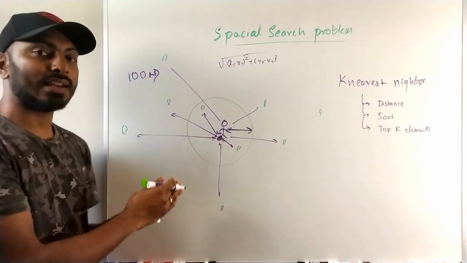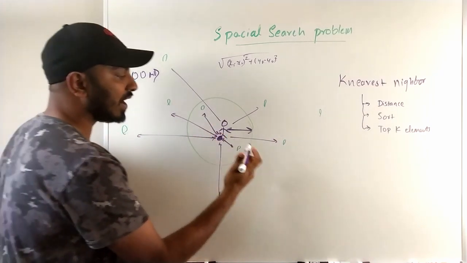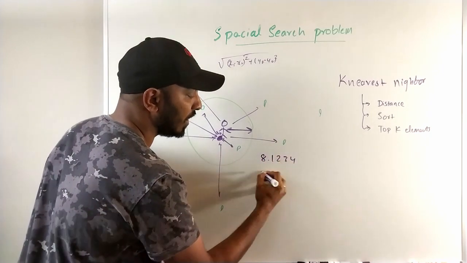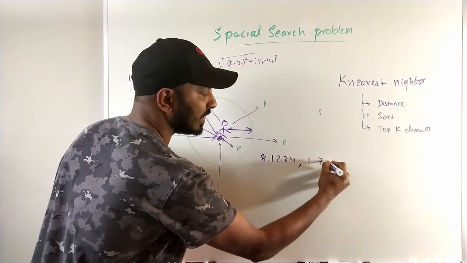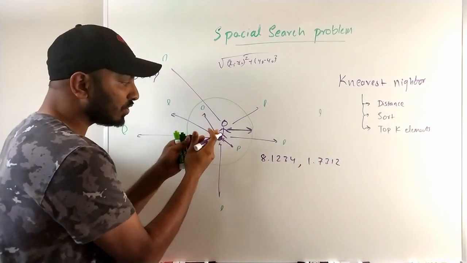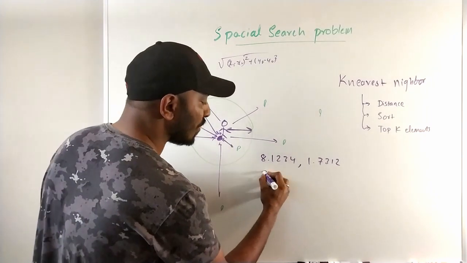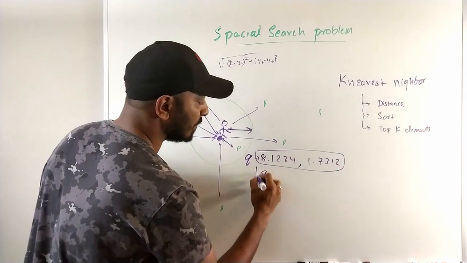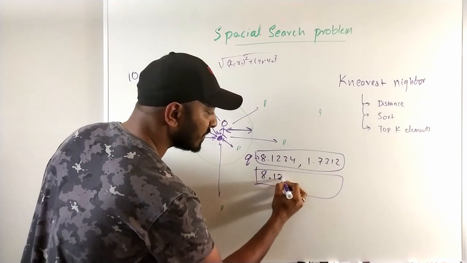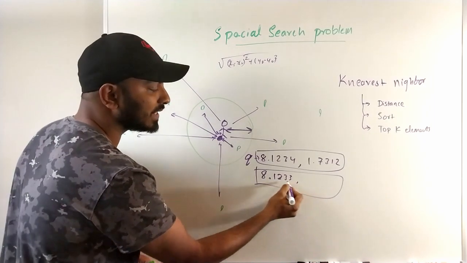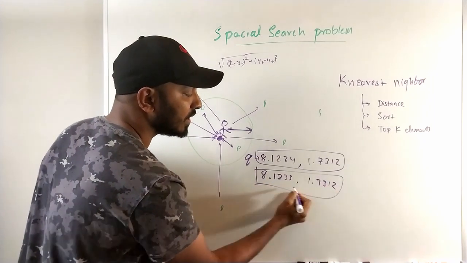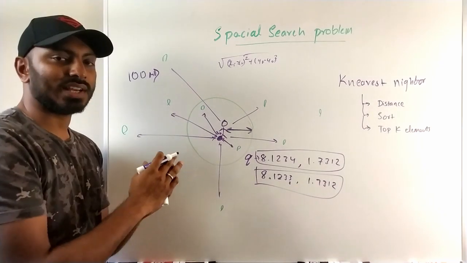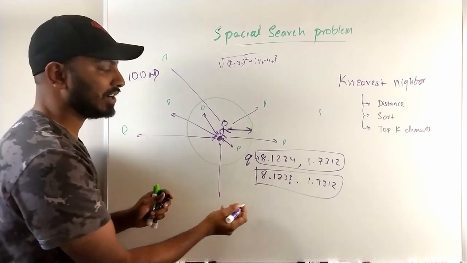The problem is, you can't really cache these queries. If your latitude and longitude is something like 8.1234, 1.7312, and the next user, even though he's standing right next to you, has a latitude and longitude that's similar but changed by one decimal value, then even if everything else is the same, if it changes by one bit, the query is totally off. So you can't really cache that.